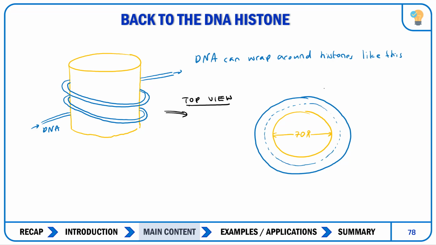So that is going to be the central axis of DNA, and it has a diameter of 90 angstrom as compared to the 70 angstrom for the diameter of the histone. So that's just a brief overview of how DNA actually wraps around the histone and what the measurements are.